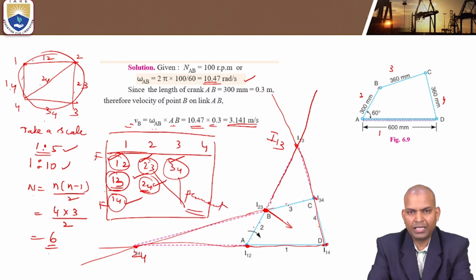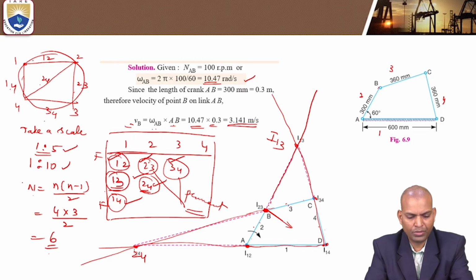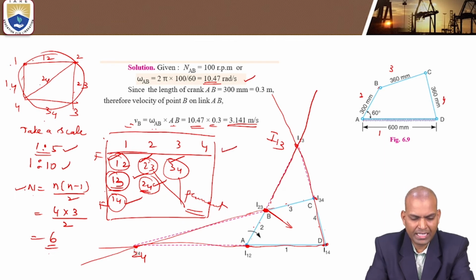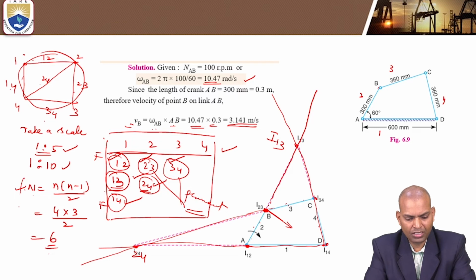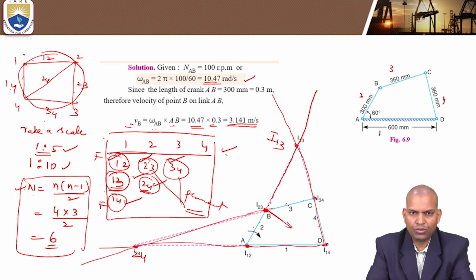So every mechanism has these three kinds of I centers: number 1, fixed I centers, number 2, permanent I centers, and 3, neither fixed nor permanent I centers. We have to locate all these I centers with the help of the formula. Here there are three things: number 1, the formula for the number of I centers; number 2, what are the types of I centers; and number 3, how to get all the I centers. These three items are very important. Then we go for marking.